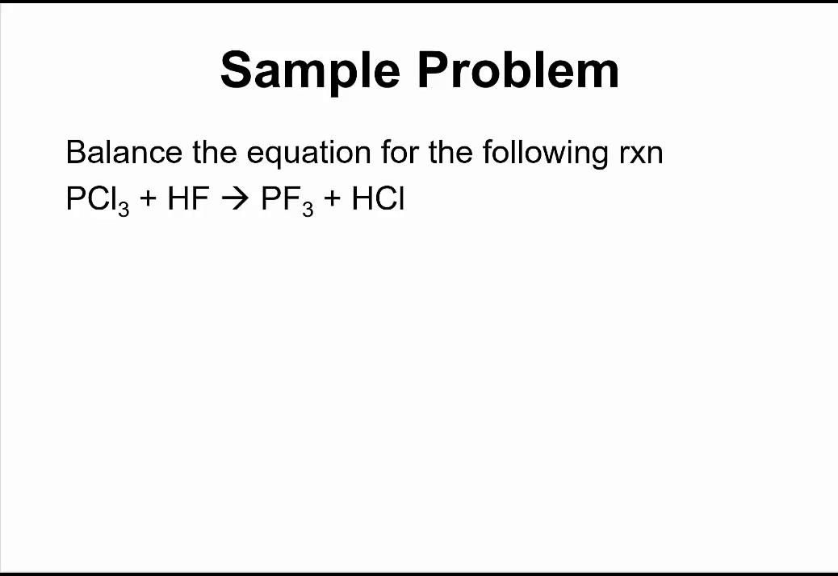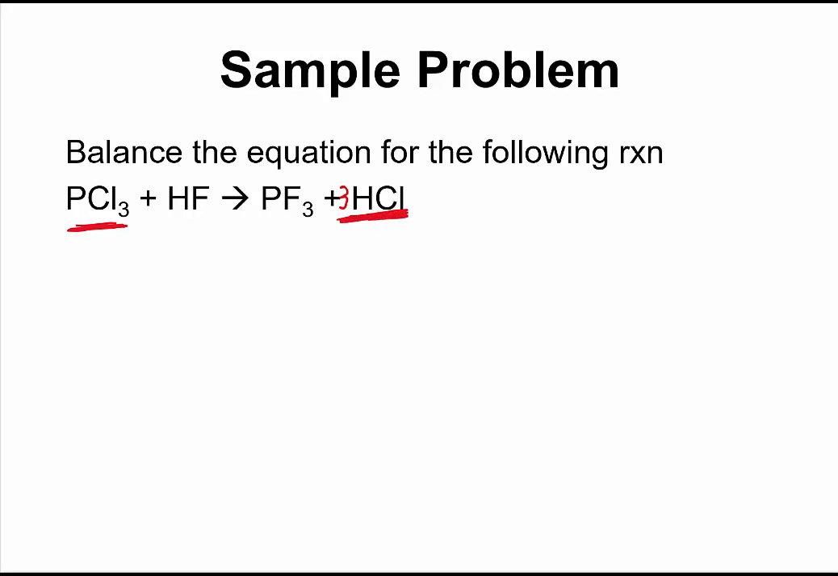Balance the equation for the following reaction. We do not have any isolated element, and we do not have polyatomic ions. So this type of equation is best balanced by inspection. Here we have 3 chlorine, but on the product side we have only 1 chlorine. So let us place a 3 right here.